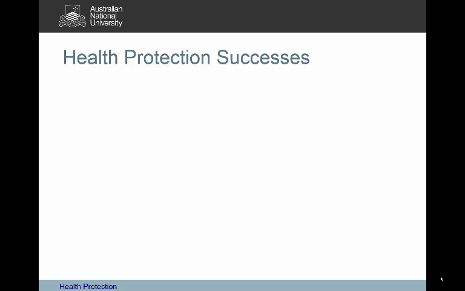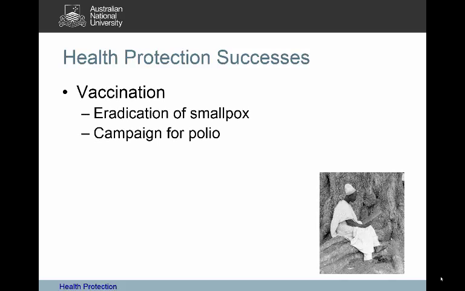There are many really fantastic health protection successes, and one example is vaccination that has achieved the eradication of smallpox, and there's several other diseases that are nearing eradication, and obviously polio is one particular campaign. And this particular picture down on the bottom right is a man in Ethiopia reading from a wood tablet, and this is during the final campaign to eradicate smallpox from the world.